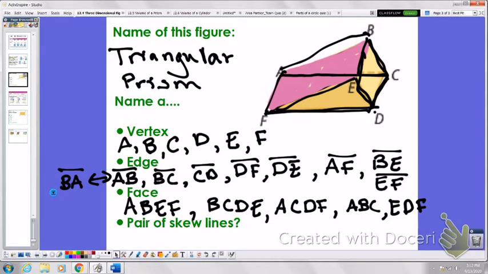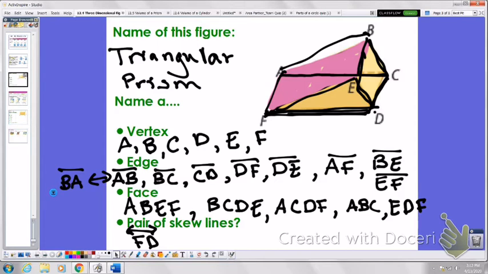Now, the last thing we want to name here is our pair of skew lines. So skew lines mean that they are not on the same face, and they would never intersect. So like if we look at line segment, let's go with FD here. So line FD, because since we're talking about skew lines, we'd want to talk about these continuing on forever and ever.